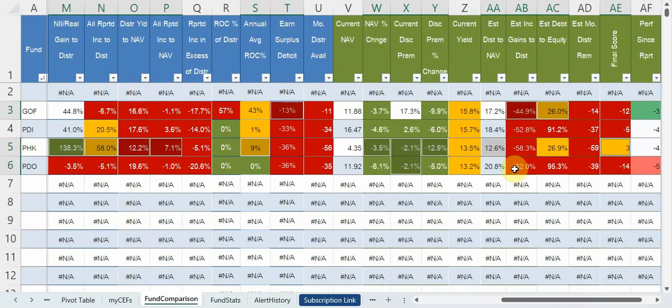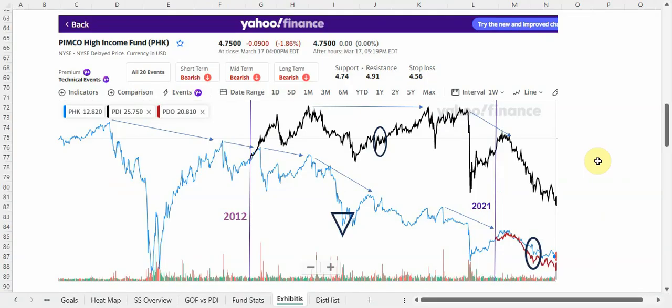So as it stands at this moment, as it pertains to the title of this video, GOF versus PDI, GOF has the edge. Okay, so if we're here to compare GOF versus PDI, why are we also looking at the funds PHK and PDO?